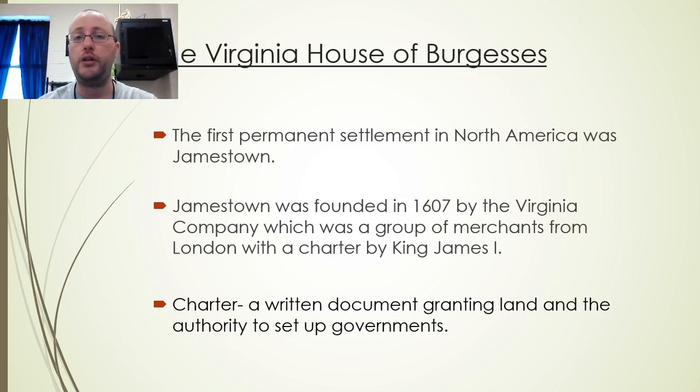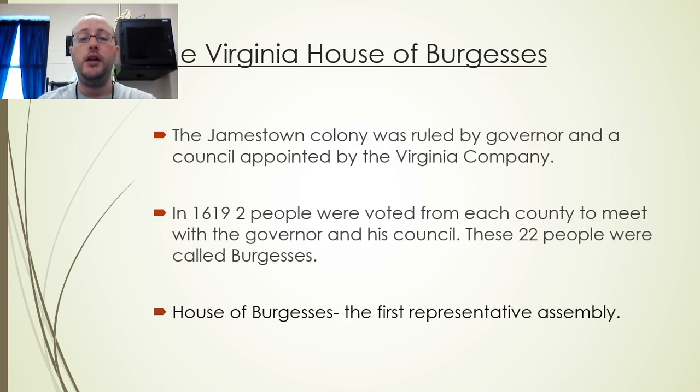Now, of course, we've talked before about the lost colony of Roanoke, and that was one of the first colonies that was settled, but it didn't last. Jamestown is going to be permanent. It's going to last. And so it was founded by the Virginia Company, which had a charter by King James I. The Jamestown colony was ruled by a governor and a council appointed by the Virginia Company.